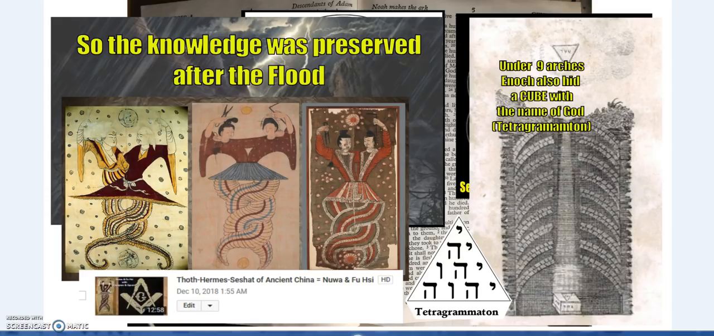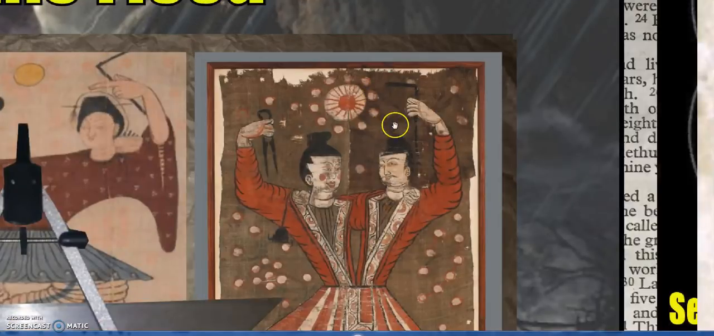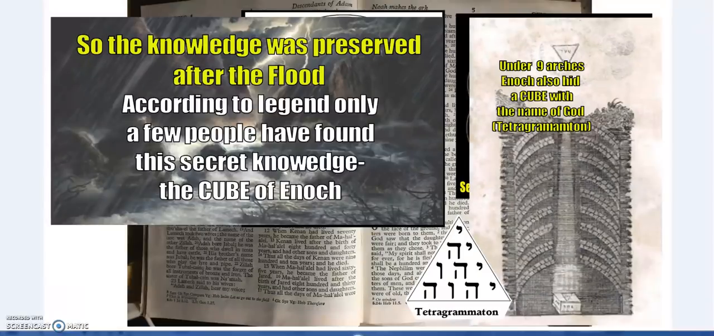And the Masonic, because the compass and square of the Masons. Now, what do Nuwa and Fuxi hold? A compass and a square. The tools they made allowed this legendary emperor to measure the universe. Geometry, astronomy, measurement, compass and square, arithmetic, the sciences. Okay, so the knowledge was preserved after the flood.